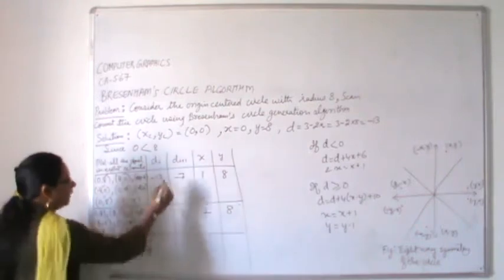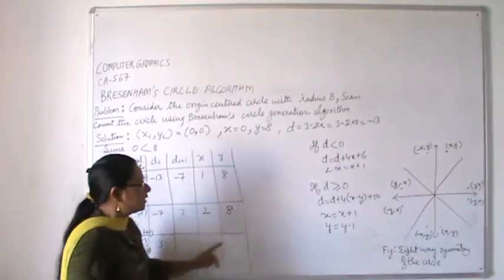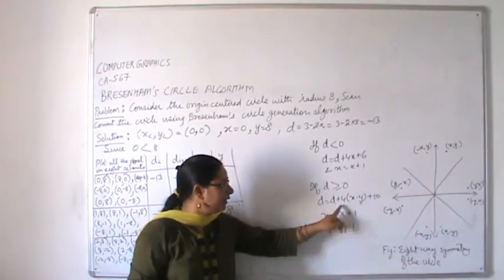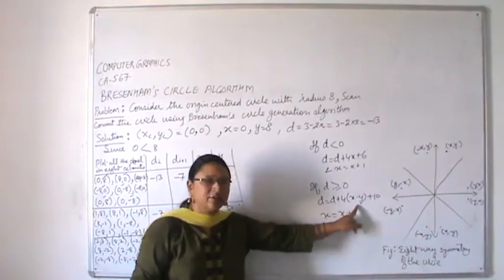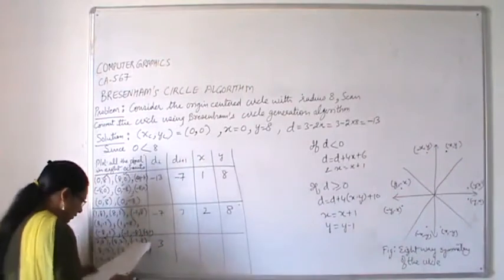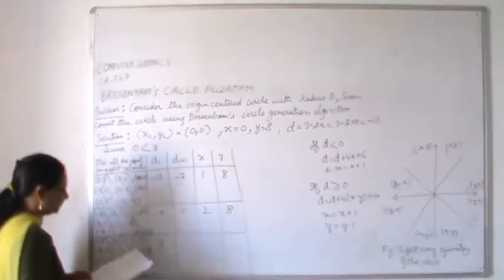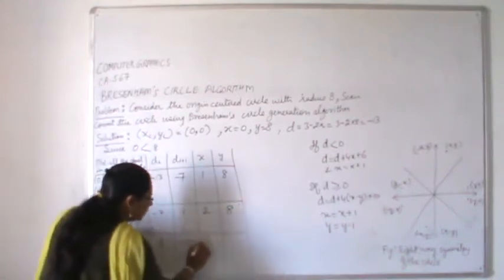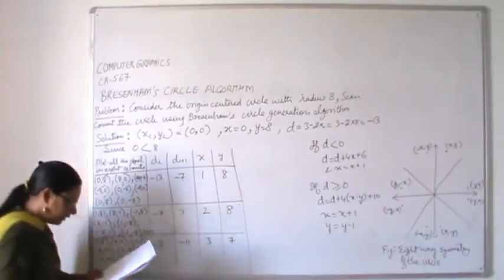Now the value of d is 3 in this case. So d is greater than or equal to 0, so we have to calculate the value of d at the i plus 1 step by using this equation, and we have to increment x and decrement y. So after calculating the value of di plus 1, we will get -11 here. x will be incremented by 1 and y will be decremented by 1.